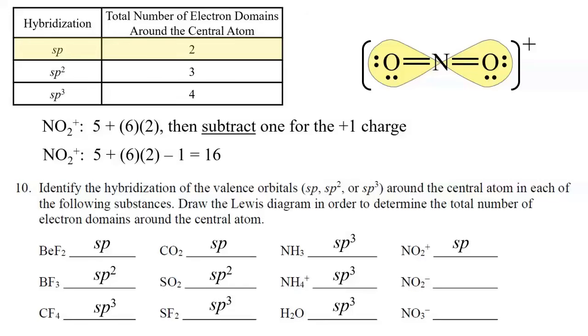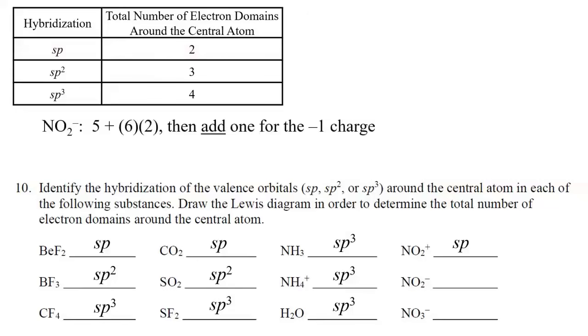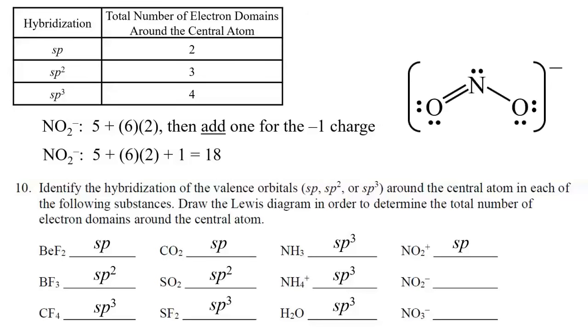Now we have NO2-, so a different polyatomic ion. 5 for nitrogen plus 6 for oxygen times 2. That would be 17 electrons, but now we get to add 1 more to the total for the negative charge. So now it's 18 valence electrons. Very similar to the Lewis diagram for SO2. So we have 2 electron domains that are bonding, and then 1 electron domain that is non-bonding. A total of 3 electron domains around the central atom. So the hybridization of the central atom is sp2.